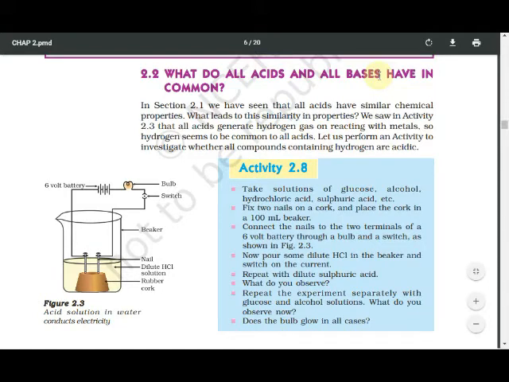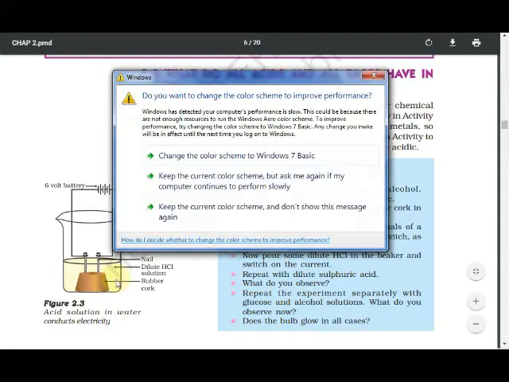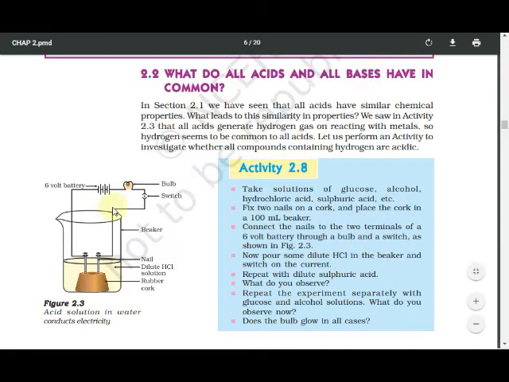Now, in figure 2.3, what is given? Acid solution in water conducts electricity. Dilute HCl is given. Dilute means in concentrated HCl, some drops of water have been added. So, HCl has become dilute. Diluted HCl is given in figure 2.3 in the beaker, yes or no? And from this, electricity is passed. Understood? So, you will see that the bulb lights up, yes or no?